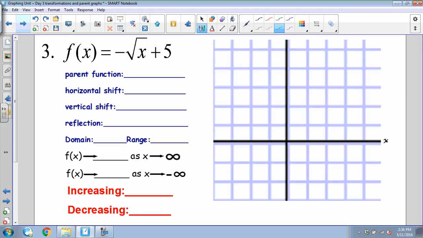All right, our parent function, square root of x. Okay? Horizontal shift, that's h. H equals 0, so there's no horizontal shift. Vertical shift, k equals 5, so that means it goes up 5. Reflection, a equals negative 1, so yes, it is reflected. Okay, now let's graph it. Negative square root of x plus 5.